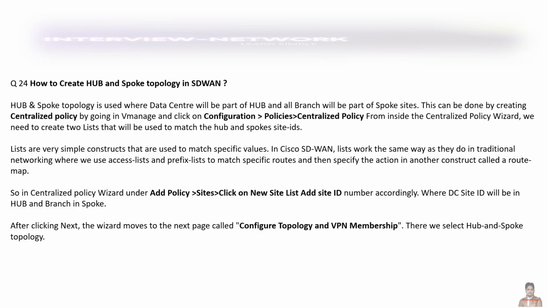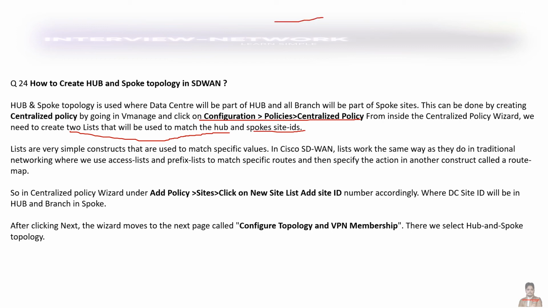Now, the next question is how to create a hub and spoke topology in SD-WAN. That's a very common and very easy approach in SD-WAN, as I already told you what exactly hub and spoke is all about. In the hub and spoke topology, the data center will be part of the hub and all branches will be part of the spoke sites. This can be done by creating a centralized policy by going to vManage, clicking on configuration, policies, centralized policy. From inside the centralized policy wizard, we need to create two lists that will be used to match the hub and the spoke site list.